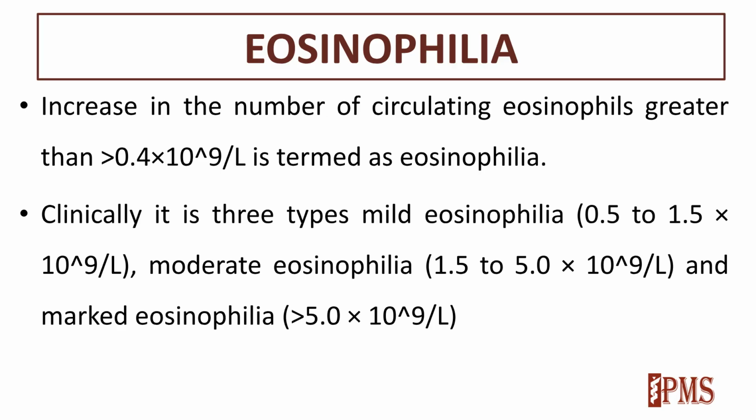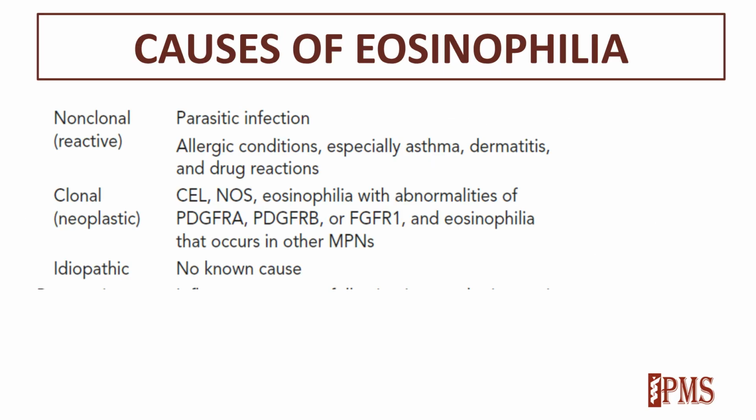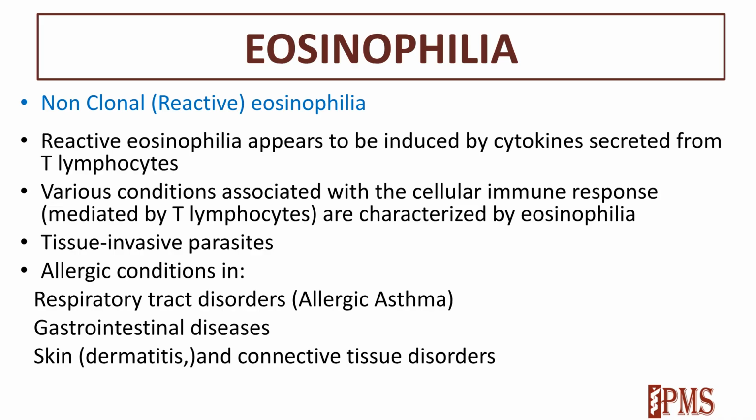Eosinophilia is an increase in circulating eosinophils greater than 0.4 times 10 to the power of 9 per liter. It is classified into mild, moderate, and marked types based on the count. This video will now review the causes of eosinophilia.